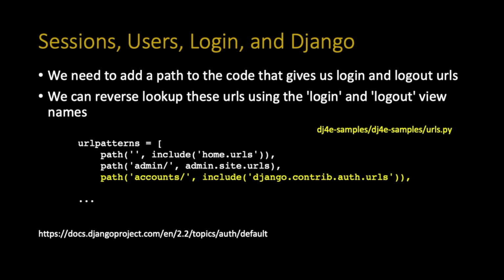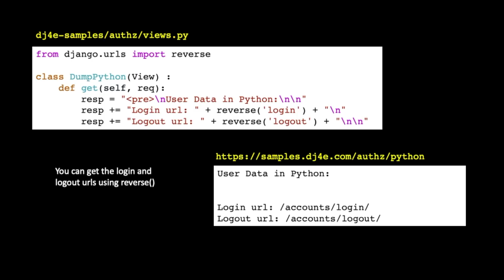Also, for the login and logout, you're going to have to add a path to your project-wide urls.py, so dj4e-samples, urls.py. This is not in any of your applications. This is in your Django project, and you add a path, and there's a bunch of URLs, and that gets all registered, and a whole bunch of wonderful magic happens at that point. And so that's how these URLs are activated in your Django project.